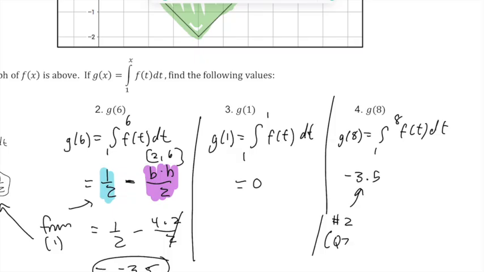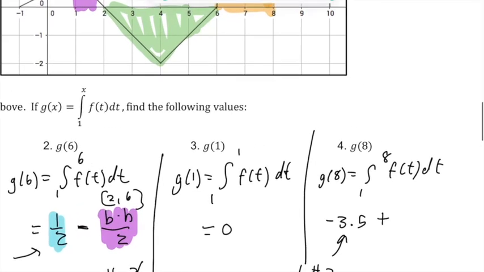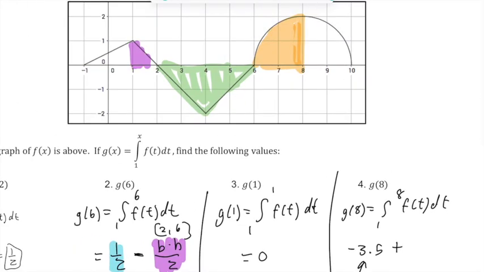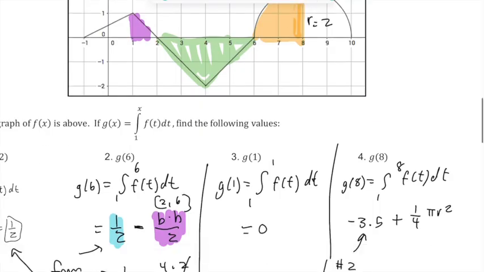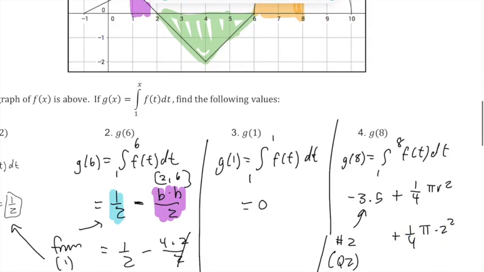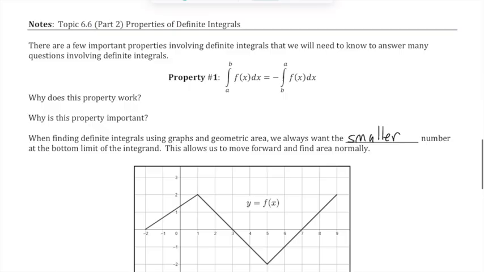or question 2. And then we are going to add the quarter circle to it. A quarter circle is 1/4 pi r squared, and our radius here is 2. So this is going to be pi times 2 squared. Now this is 4 divided by 4, so we're just left with pi. So this is going to be -3.5 plus pi.